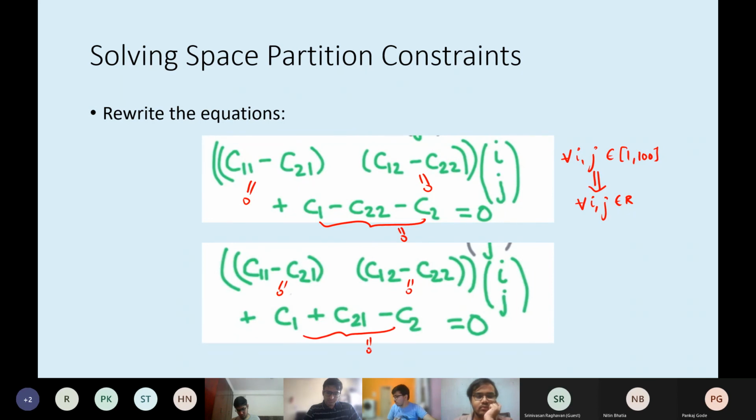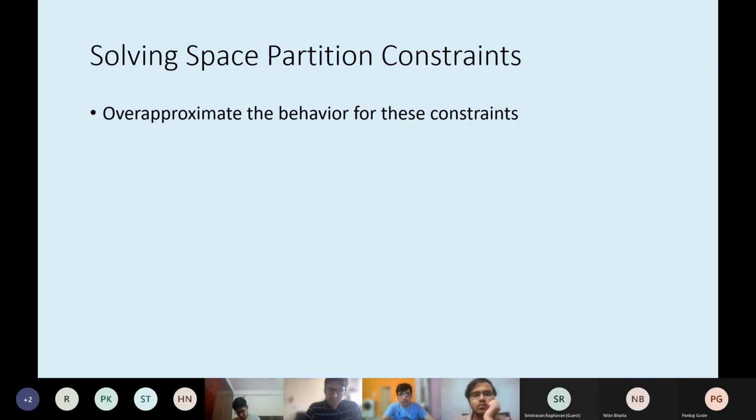And now we get some new equations. And now we have eliminated I and J completely. So that's a good thing. So that's where my slides were not saved. So I'll just write what the equations were.